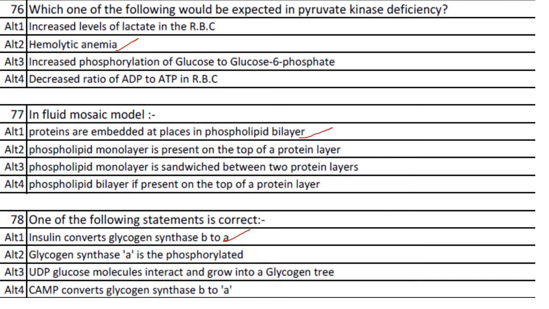Next one. Which one of the following would be expected in pyruvate kinase deficiency? So you can expect hemolytic anemia. Answer is option B. Then next one. In the fluid mosaic model, so what is the fluid mosaic model? The proteins are embedded at places in the phospholipid bilayer. All the other options are not correct. One of the following statements is correct. Insulin converts glycogen synthase B to A. Now that is correct. So when option A itself is correct and only one of the options is correct out of 4, answer A is the right answer. Glycogen synthase A is the phosphorylated UDP glucose molecule interacting and growing into a glycogen tree. cAMP converts glycogen synthase B to A. All these are wrong and only option A is correct.